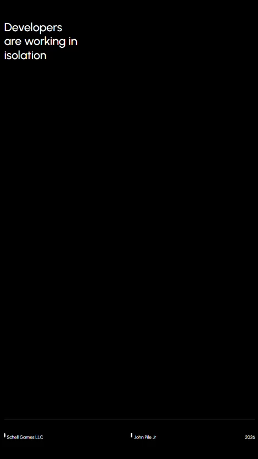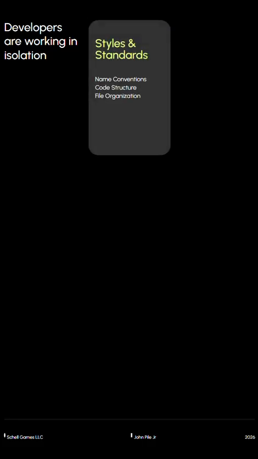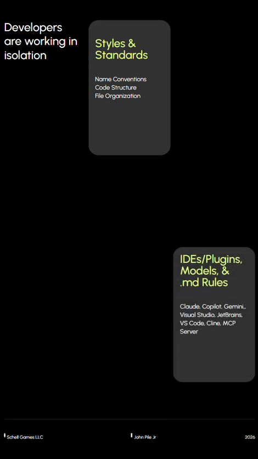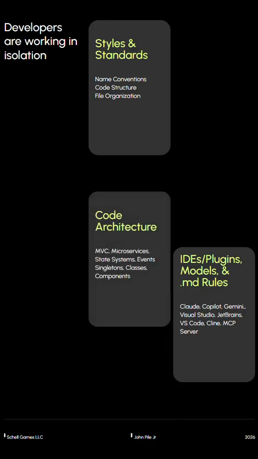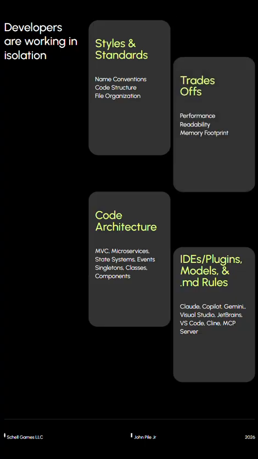And in addition, these developers, in many cases working in isolation, are working to different coding styles and standards. They are working in different IDEs and with different AI models. They are implementing different architecture, and all this can lead to an inconsistency across a variety of engineering trade-offs as we see them implemented into a project.